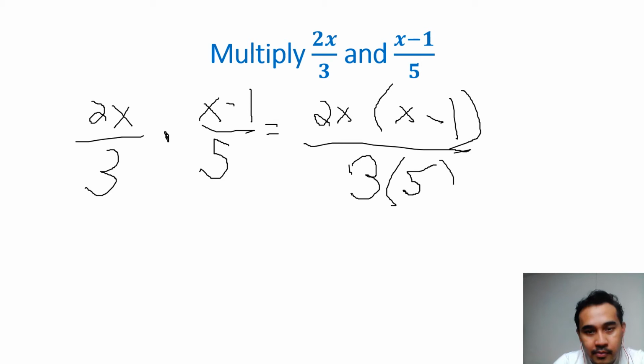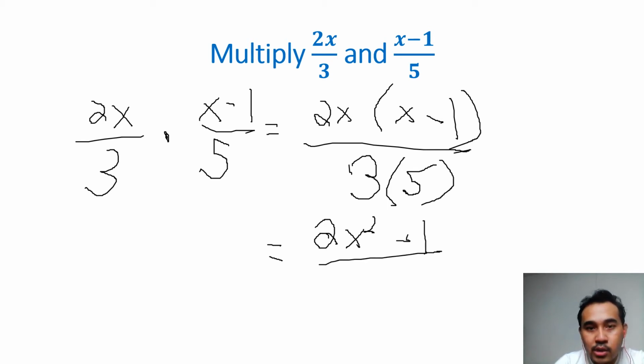Now, let's multiply it by distribution property. So 2x times x will lead you to 2x squared, minus, 2x times 1, that should be 2x times negative 1, that would be 2x, all over 3 times 5, that would be 15. So the product of 2x over 3 and x minus 1 over 5 is 2x squared minus 2x all over 15.